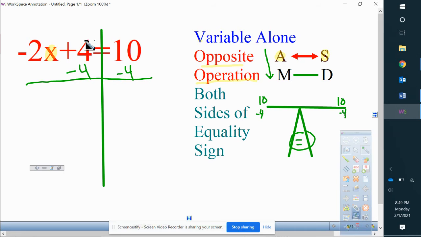So what's going to happen is the 4's are going to cancel out. So now I'm left with a negative 2x, and these signs are different, right? So 10 and a negative 4 is a positive 6.